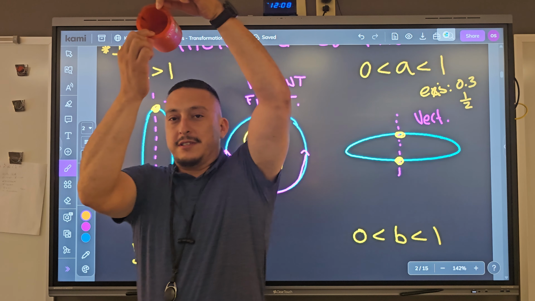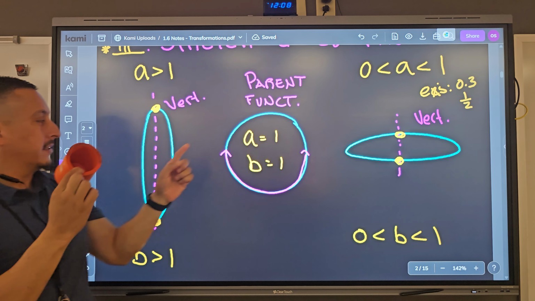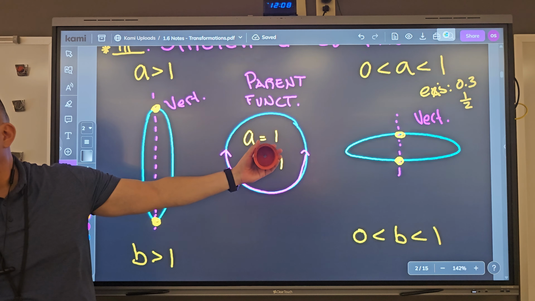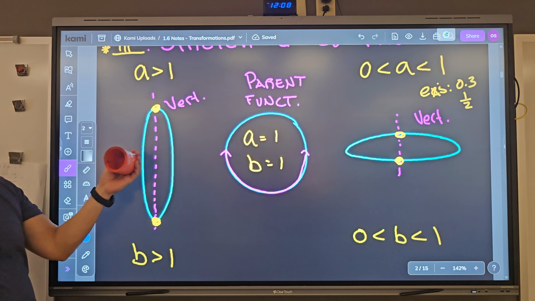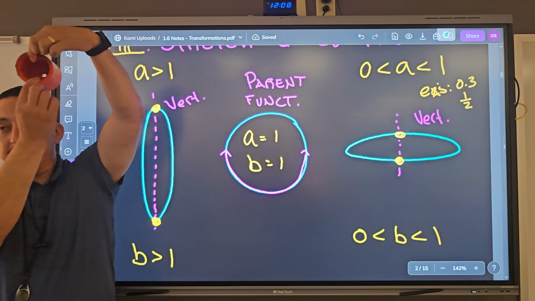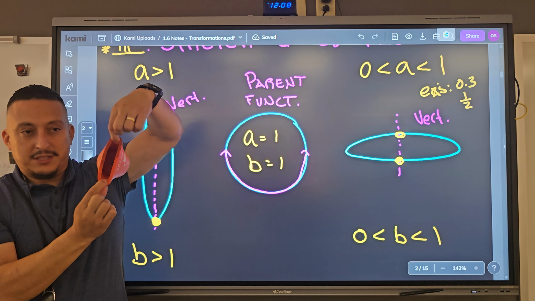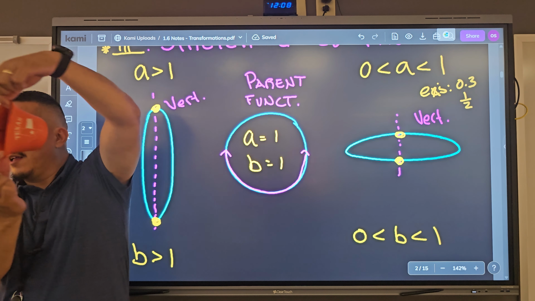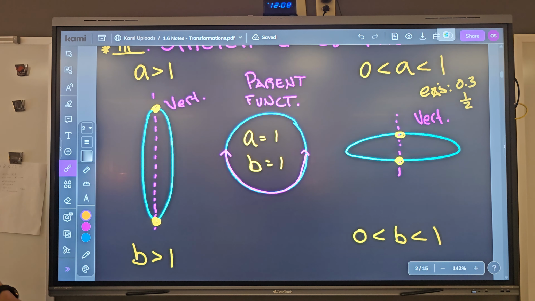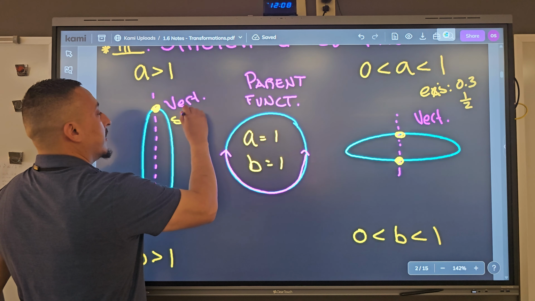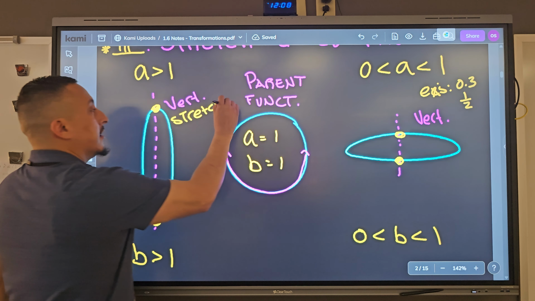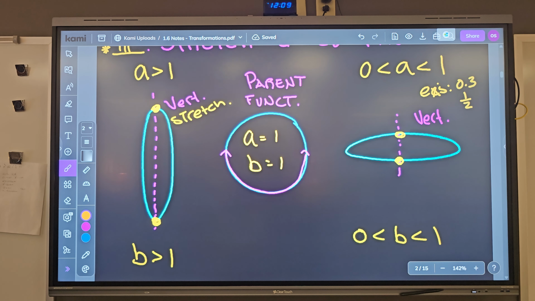What do I have to do to this to make it look, right now it's at this state. So what do I have to do to make it look like this if I have to grab it from the top and the bottom? Stretch it. Stretch it, pull it. Everybody agree with that? Okay, that's called a vertical stretch. Because that's what you did. You vertically stretched it.